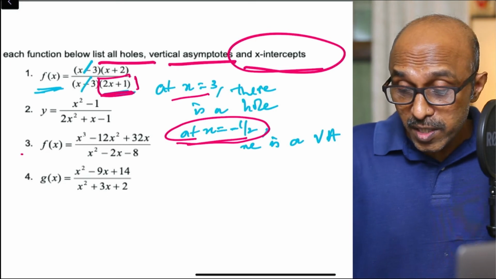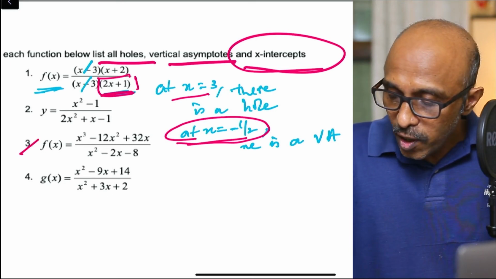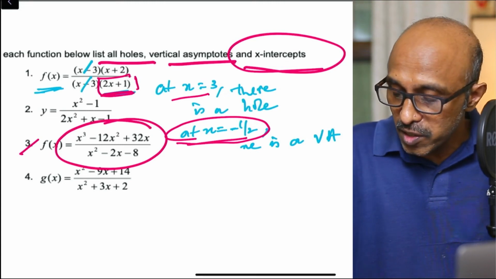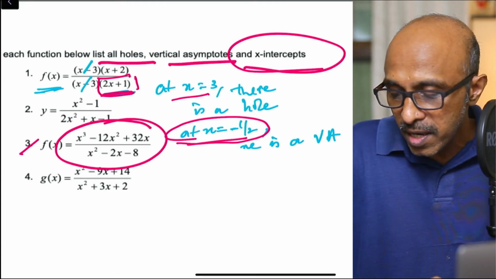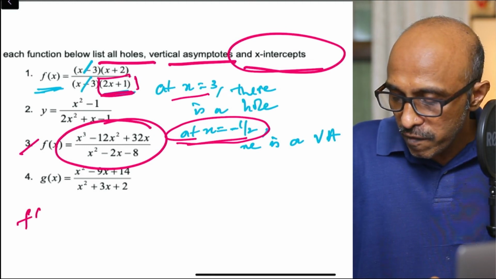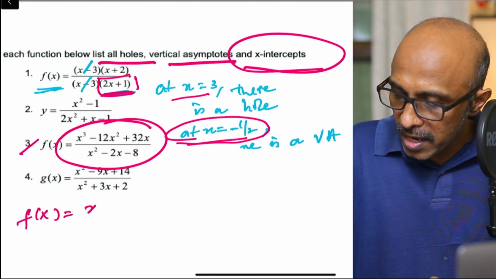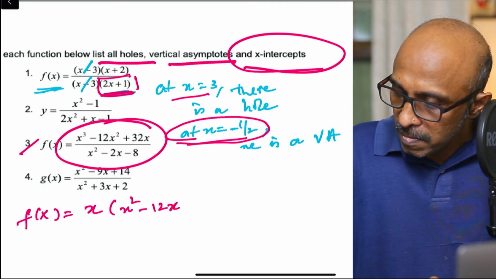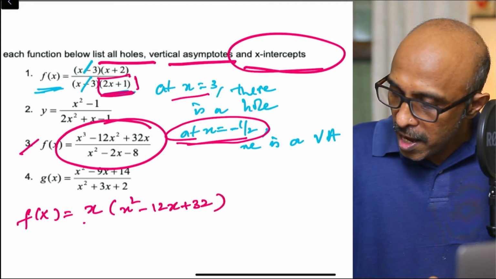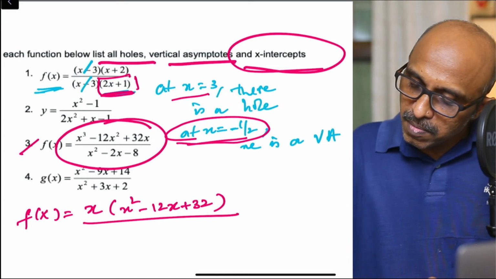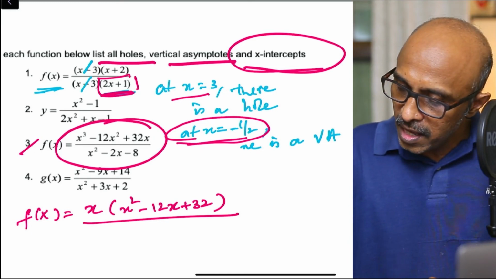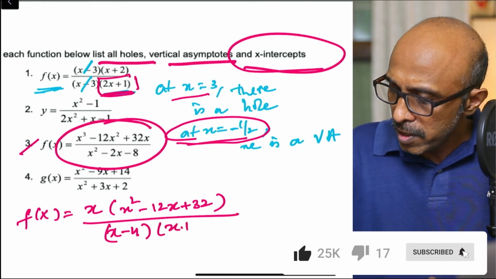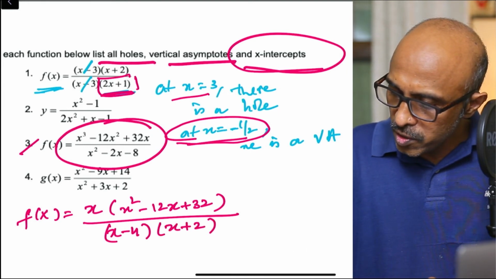Okay, now let's look at question number 3. All right, see, it's not factored. And the first thing I will always encourage you to do is first factorize. So there's a cube, x cubed minus 12x squared plus 32x. Okay, so f of x, I'm going to write it as x times x squared minus 12x plus 32. And on the denominator, you've got x squared minus 2x minus 8. A quick factoring will tell me that x minus 4, x plus 2, is that right? Minus 4x plus 2x looks right.